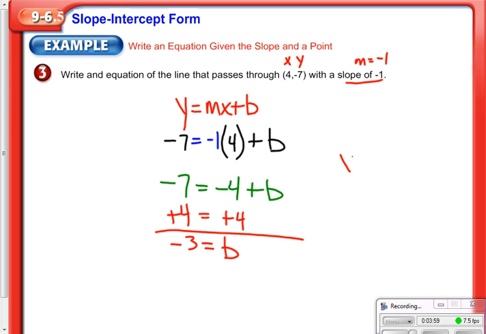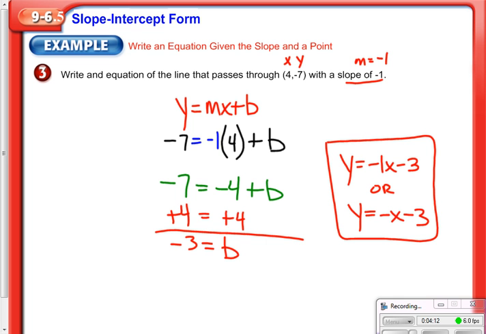Write it in slope-intercept form. Here we go, y equals negative 1x minus 3, or another way we could say it is y equals negative x minus 3. Either way would be acceptable.